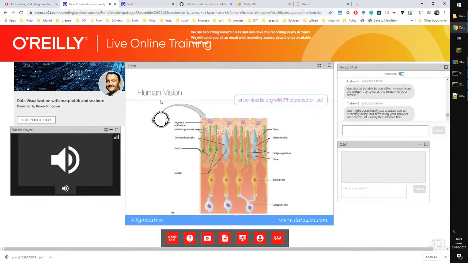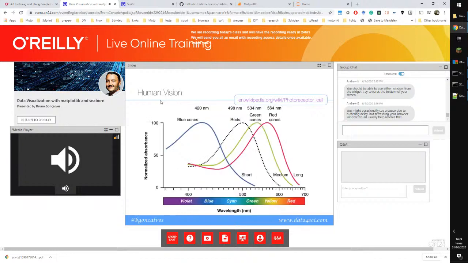The rods are responsible for seeing or capturing, let's say, black and white, so quantifying the amount of light you're receiving, while the cones help you perceive different colors. And in fact, there are essentially three types of cones. You have red cones, green cones, and blue cones. And you have one type of rods, which just give you black and white, right? They have light intensity in a sense.